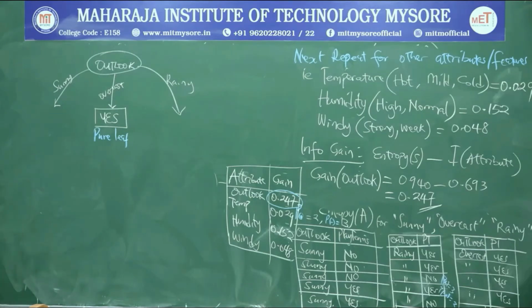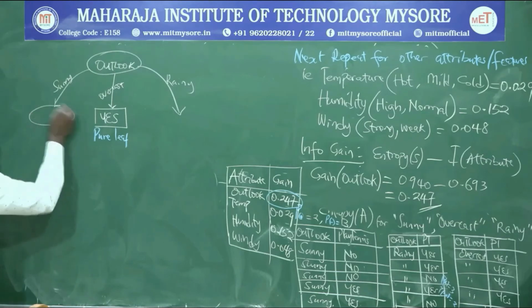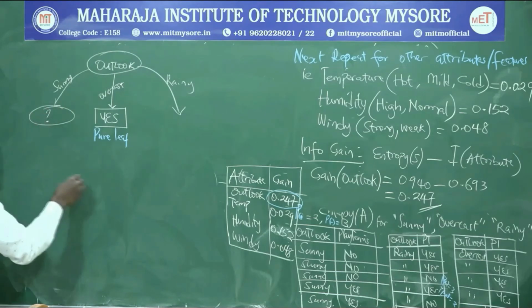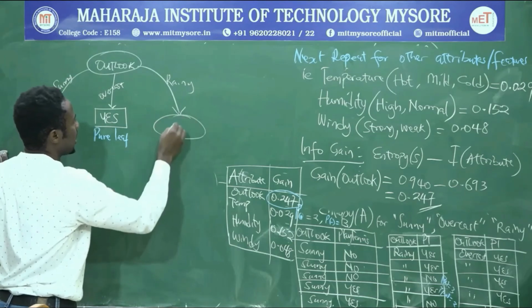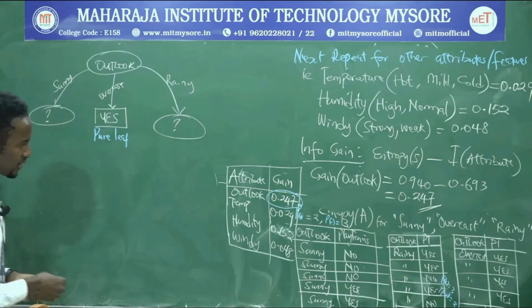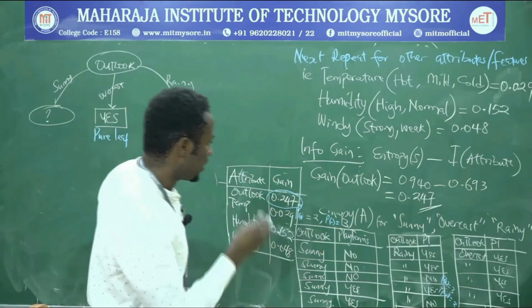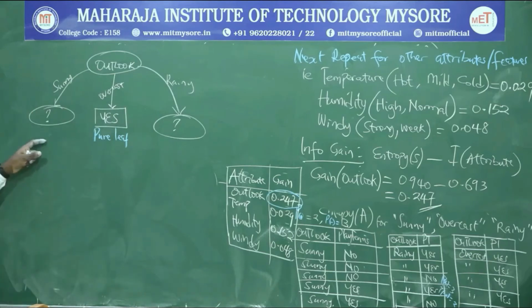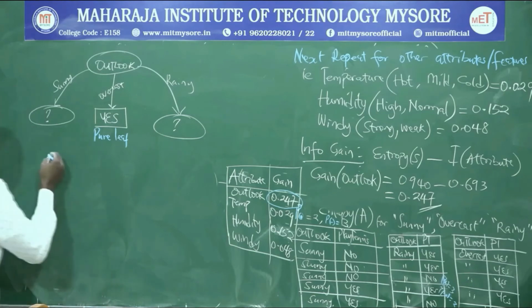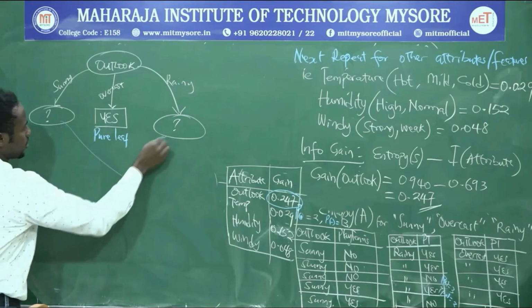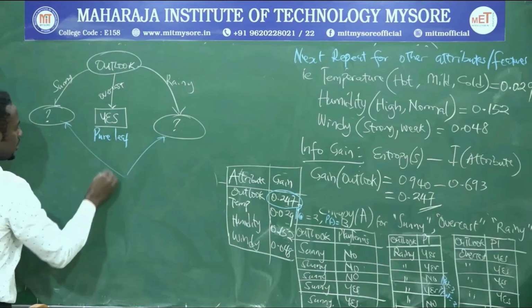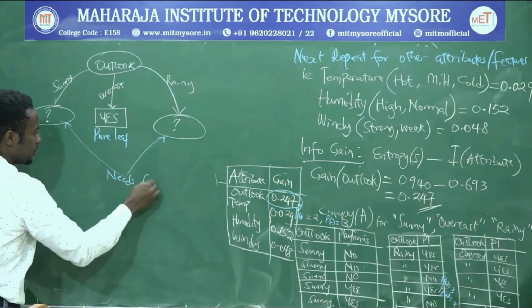Now, how about sunny? If I go to sunny and rainy, I need to know which one should come next, right? So that is where I will enter step 4. See, sunny and rainy. Why? If you go to sunny, you have yes, no. You go to rainy, you have yes, no. So I need to split these two. So they need further splitting. I hope you can see the board, needs further splitting.